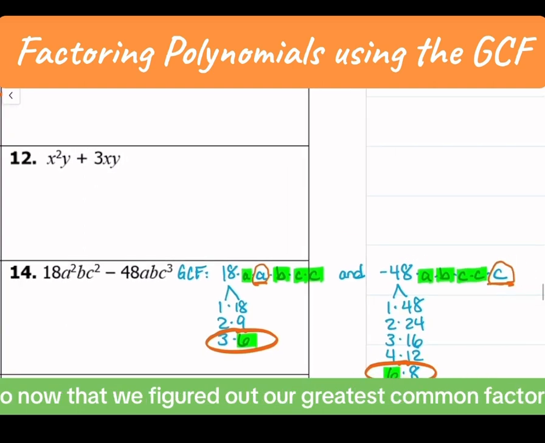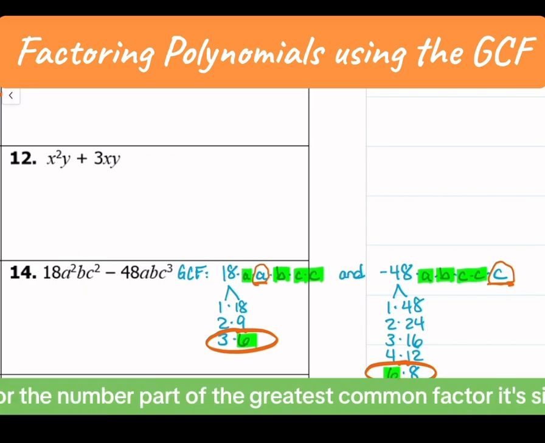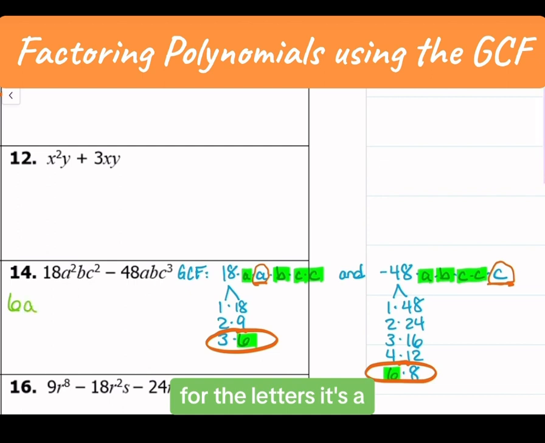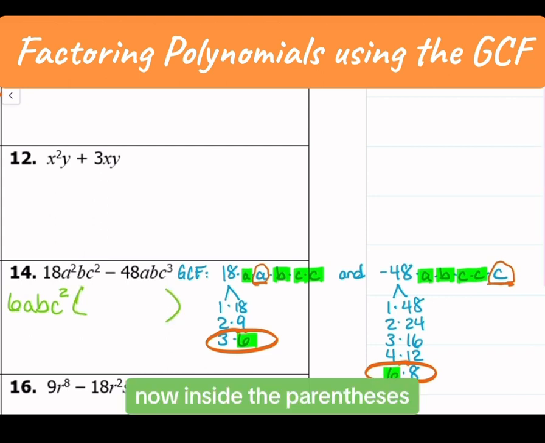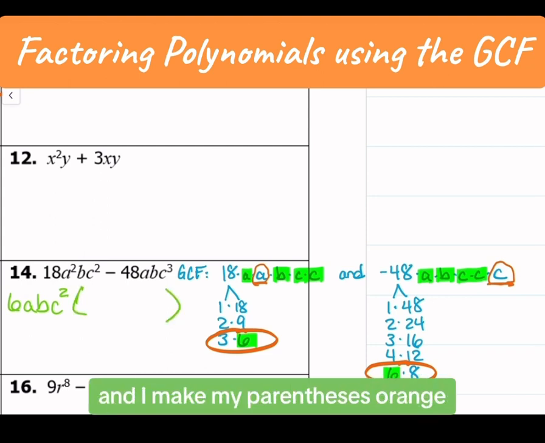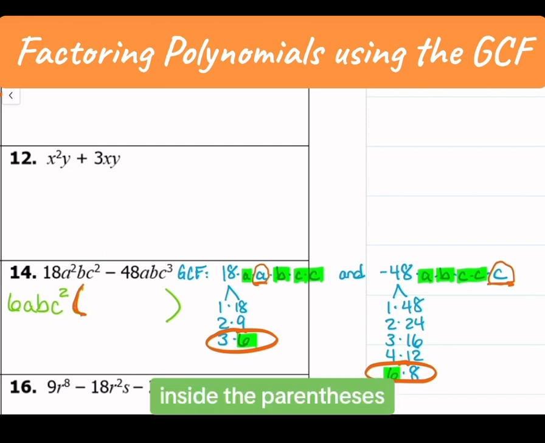So now that we figured out our greatest common factors, we're going to write it out. For the number part of the greatest common factor, it's 6. For the letters, it's an A, a B, and 2 C's, which means C squared. Now, inside the parentheses, and I'll make my parentheses orange, inside the parentheses, we need to put the leftovers.